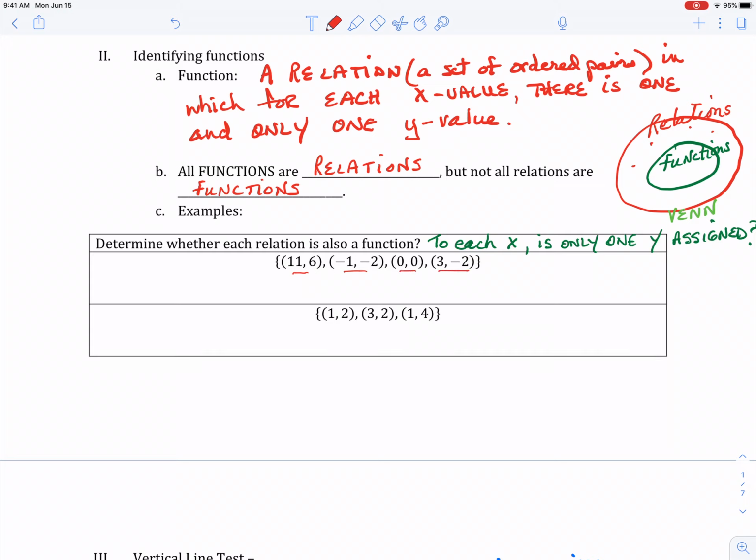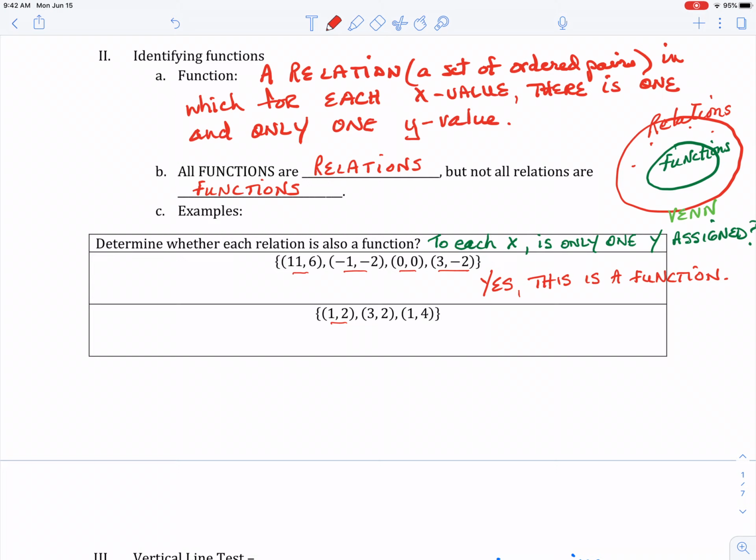So we're looking to see for each x, is there one and only one y assigned? And when I look at this one, let's see, to 11, is there another 11 in there with a different number assigned? No. I'm looking at the -1, there's a -2 assigned. Is there another -1 that has a different number assigned? And so as I sift through that, I decide that yes, this is a function because to each x, one and only one y is assigned. And this will become clearer as we look at this last example here.